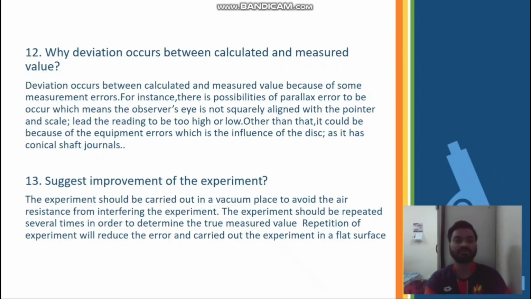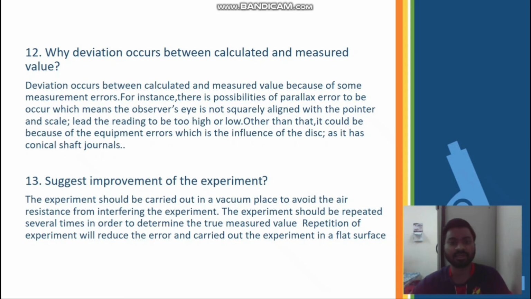Next, number 12. Why does the deviation occur between calculated and measured values? Deviation occurs between calculated and measured values because of some measurement errors. For instance, there is a possibility of parallax error, which means the observer's eye is not squarely aligned with the pointer and the scale. This leads to the reading being too high or low. Other than that, it could be because of equipment errors, which influence the disk as it has a conical shaft generator. Next, number 13, suggest improvements for the experiment.